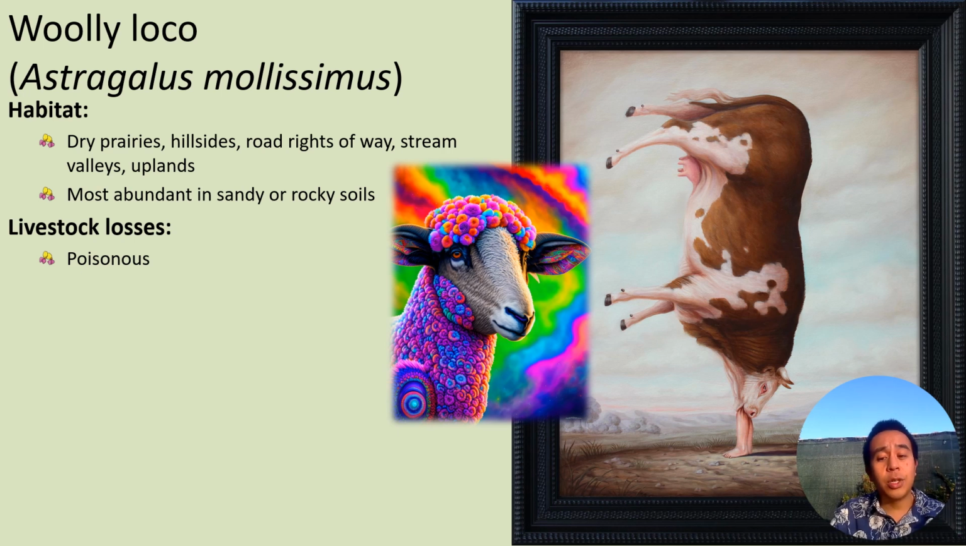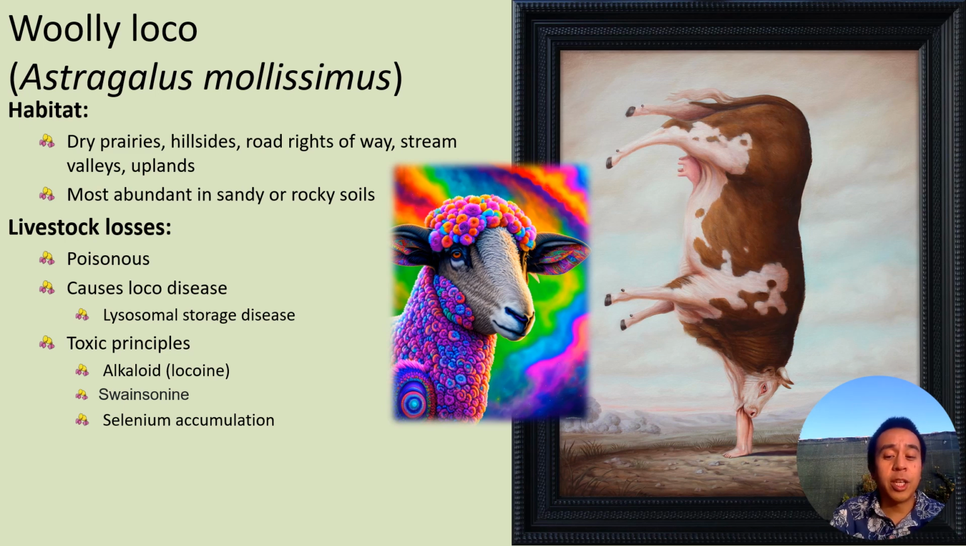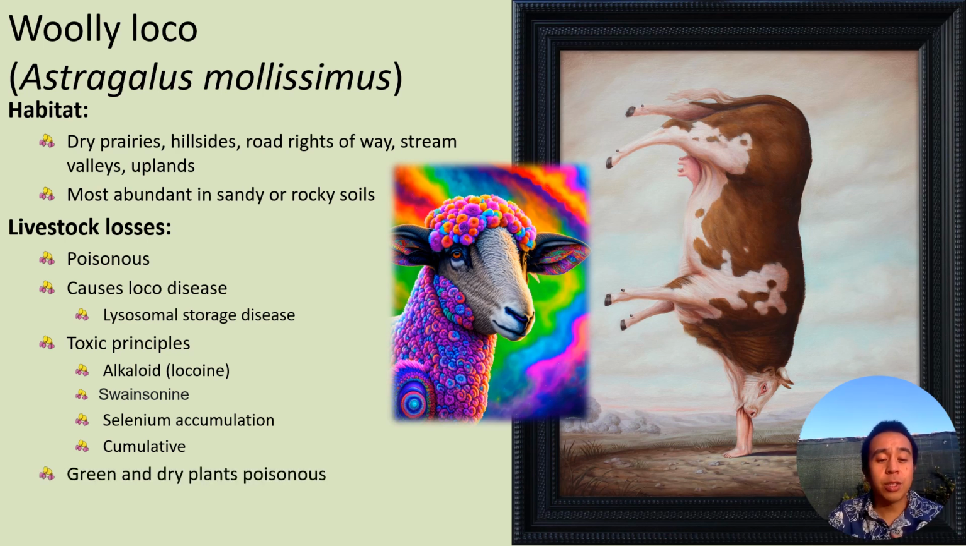In terms of livestock losses, though, it is a poisonous plant, and that's because it can cause loco disease, so to speak, and that's essentially a lysosomal storage disease that affects digestion. There are a lot of toxic principles in Astragalus mollissimus or woolly loco. It has alkaloid compounds, locoine. It has swainsonine compounds as well, and it also accumulates selenium, all of which are cumulative and build up over time in the tissue of livestock or humans. And it's poisonous and dangerous both as fresh green plants and as dry plants.